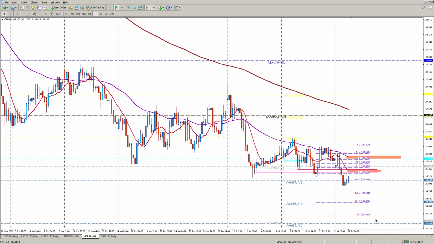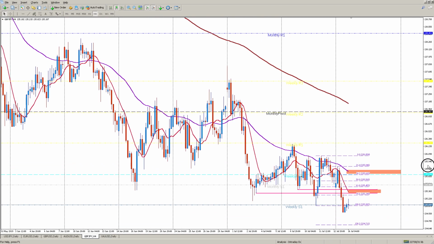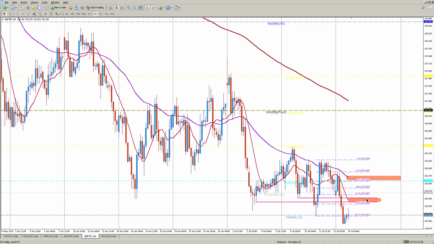Okay, so that's the trade idea for this week, and let's follow up on Thursday to see whether we can get in at this level and whether there's further downside movement.